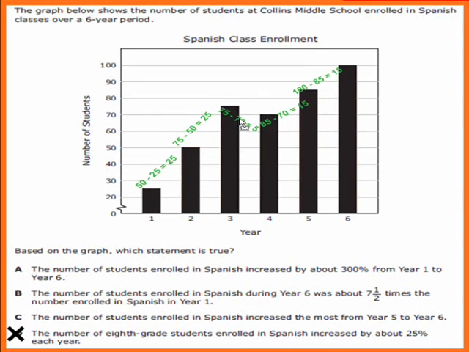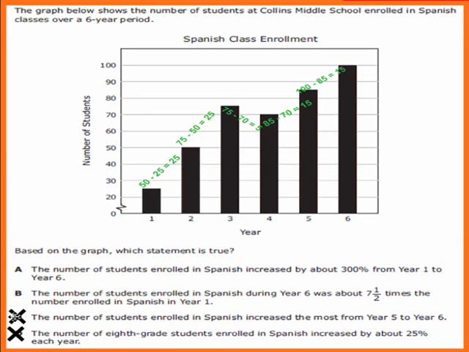Between the first 2 years, there was a 25 difference. Between the next 2 years, there was a 25 difference. Between year 3 and 4, there was a 5-student drop. And it does say increase, so we know that we're not looking at 3 to 4. From 4 to 5, there was a 15 student increase, and from 5 to 6, a 15 student increase when I subtract those two numbers. So C can be eliminated because it is not the most. The most occurred between 1 and 2 and 2 and 3.